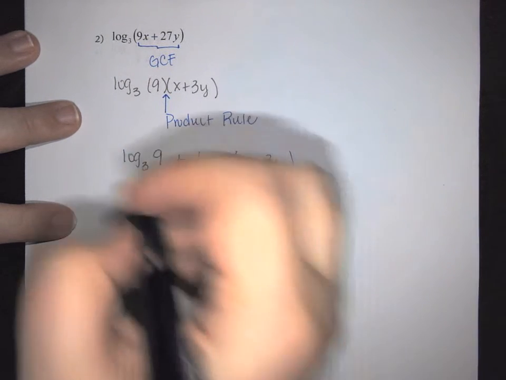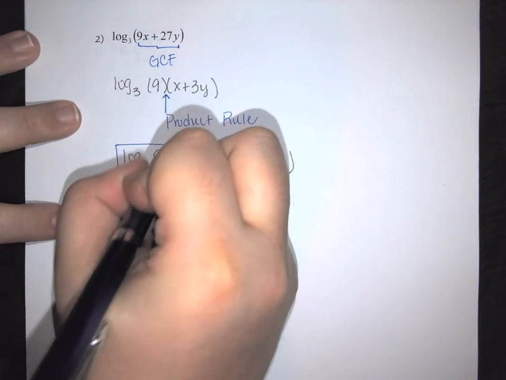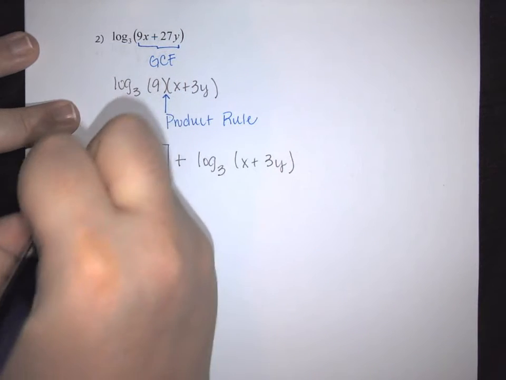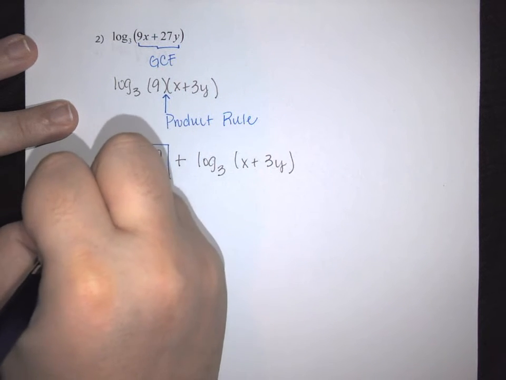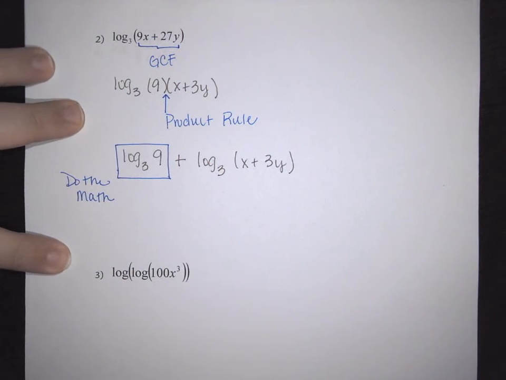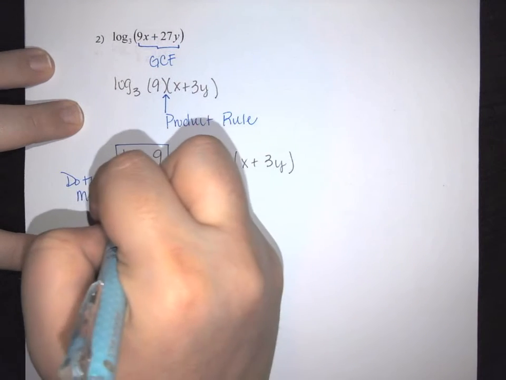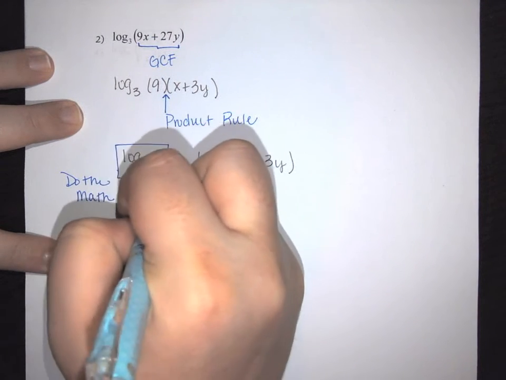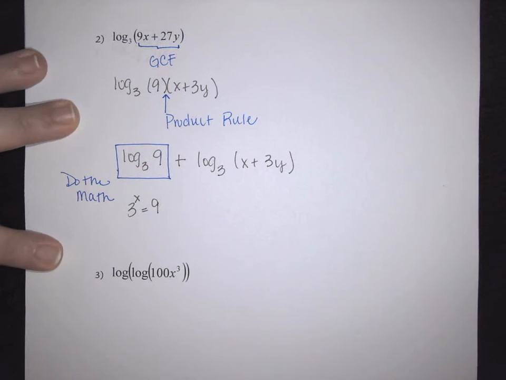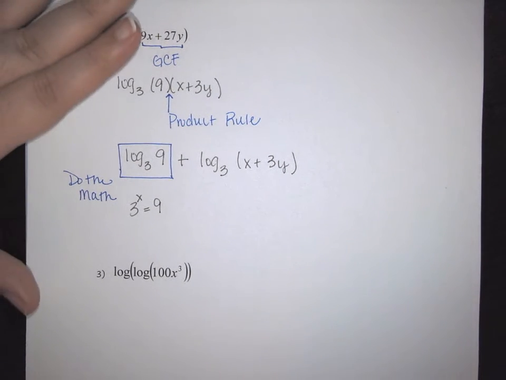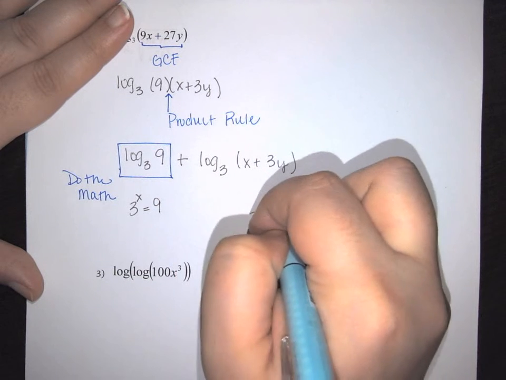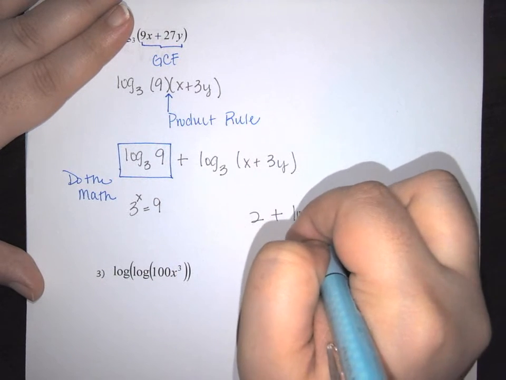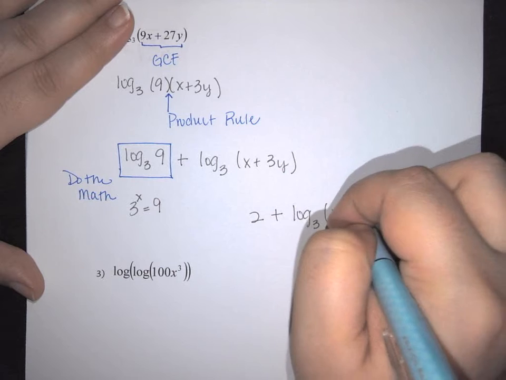Now the last thing I have to do again is I have my pure numbers here, so I have to do the math. In this case we are looking at 3 to the x equals 9. Well, we know that 3 squared gives you 9, so overall we would have 2 plus the log base 3 of x plus 3y.